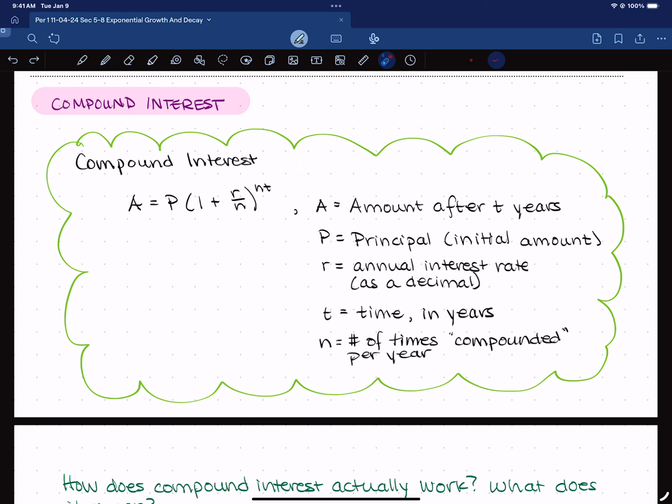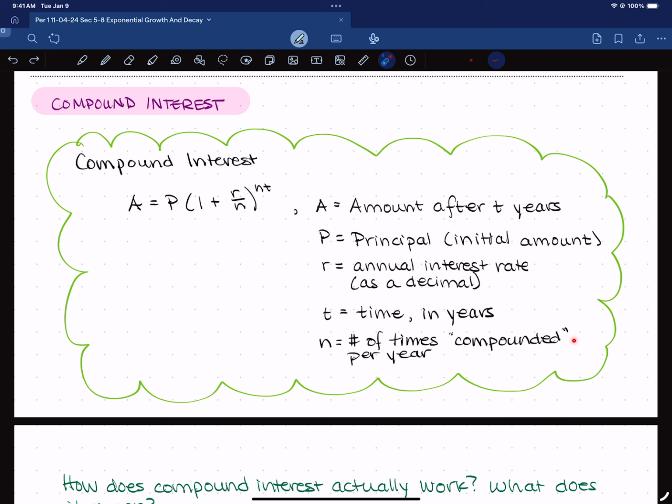So the A is the amount of money you have after investing for t years. P is called the principal, which is your initial amount invested or initial amount borrowed. r is your annual interest rate, and you have to change it to a decimal. t is the time in years, and n is the number of times compounded per year.